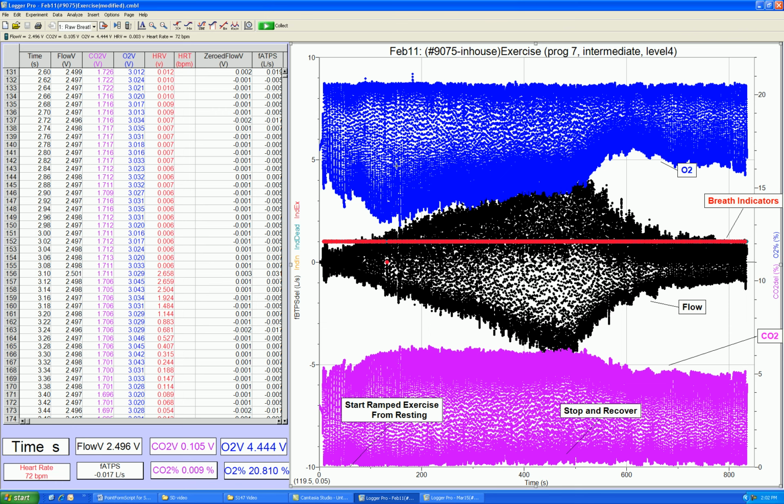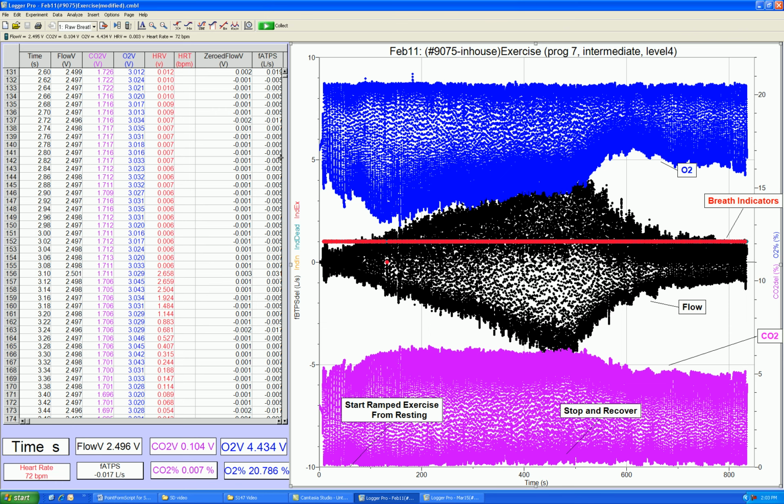This is an exercise experiment on a stationary bike or an ergometer in which the subject rested for 1 minute, then had a protocol whereby the work rate was increased each minute until he stopped pedaling and then recovered. You're familiar with this page. You have the plot showing the oxygen flow and carbon dioxide profiles as well as all the raw data and the meters.